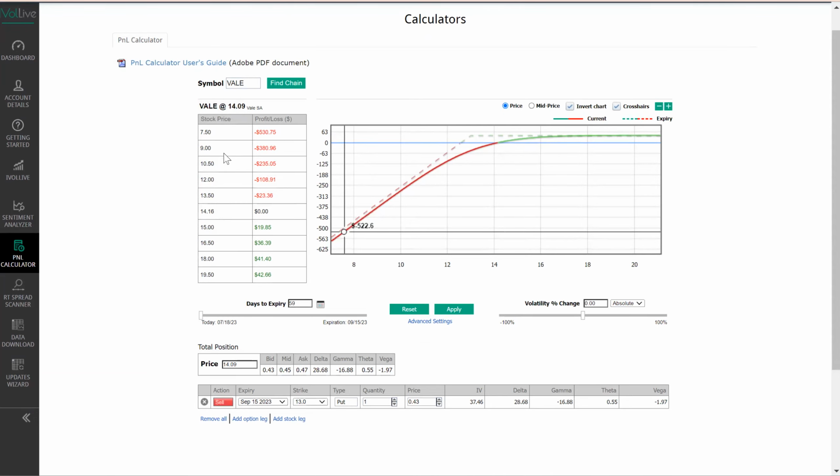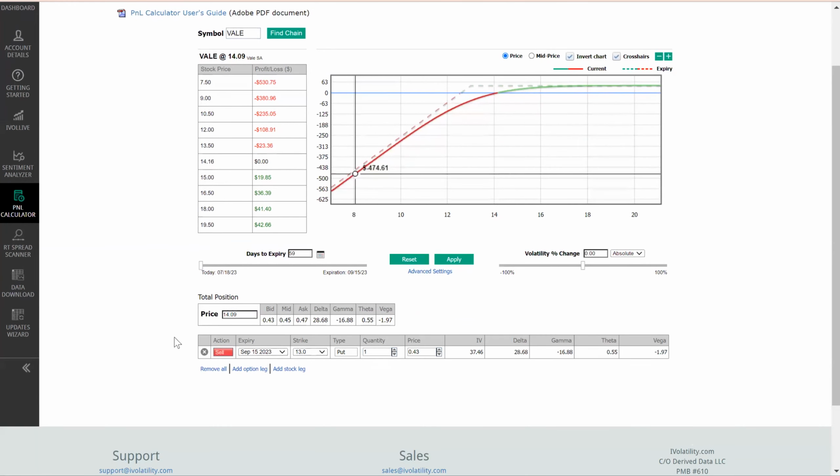If Vale goes to a certain stock price, here's what our P&L looks like. Here's what it looks like graphically. The blue line is our break even. Green line is where we're profitable. Red is where we're not. And then down here, you get the action to take. We're selling to open this particular put option. Here's our implied volatility, which we just saw when we were playing market maker. We tweaked it. You can also play market maker here. You can change volatility.